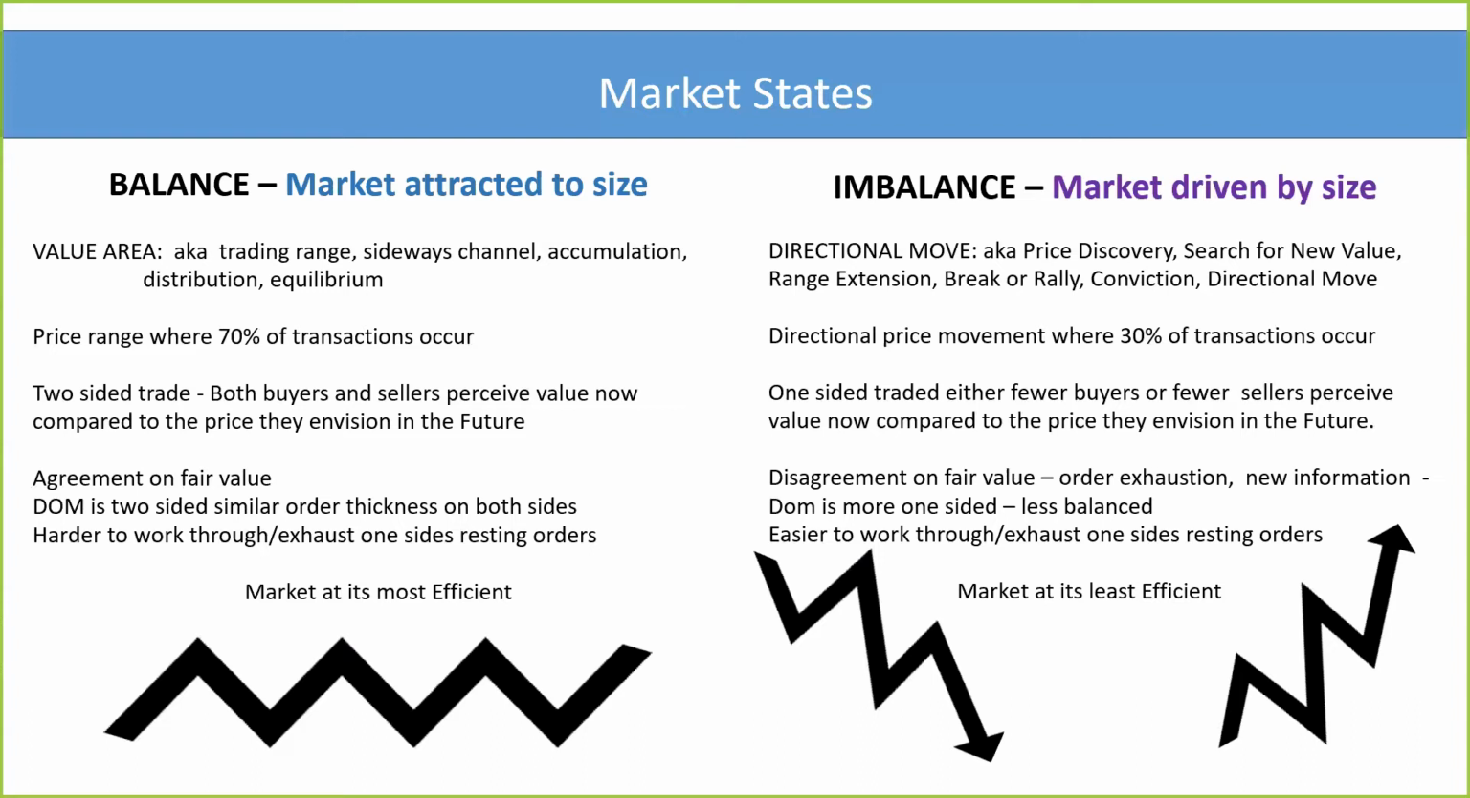Existing positions can get stopped out or hit their targets. Unfilled orders start getting canceled. New orders are entered heavily on only one side. That's trend. And it's great. Traders love trend, but it's not the market's natural state. The market only spends about 20, 25%, maybe 30% of its time trending.